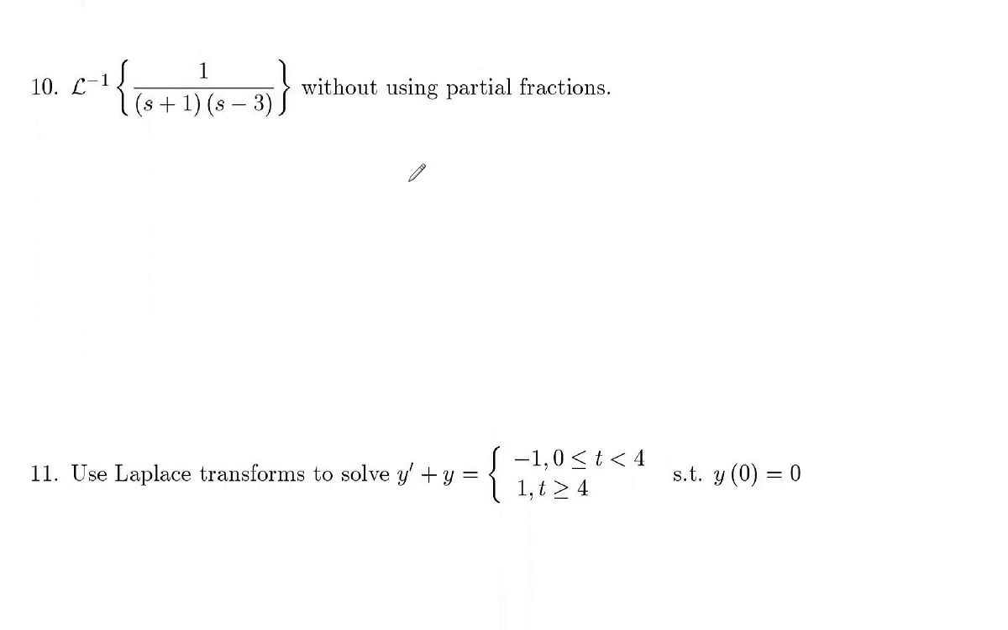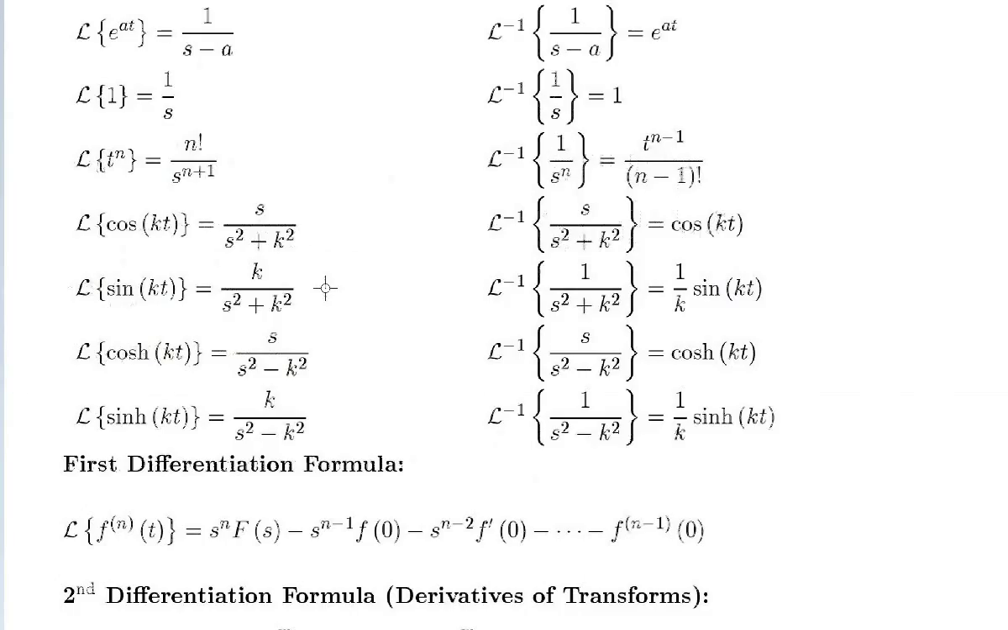And let's see here, we want the inverse transform without using partial fractions, of this product. So what we want to do there is essentially the inverse transform of 1 over s plus 1 times 1 over s minus 3. So that's the inverse transform of a product of two functions of s. So let's go back to our transform sheet.